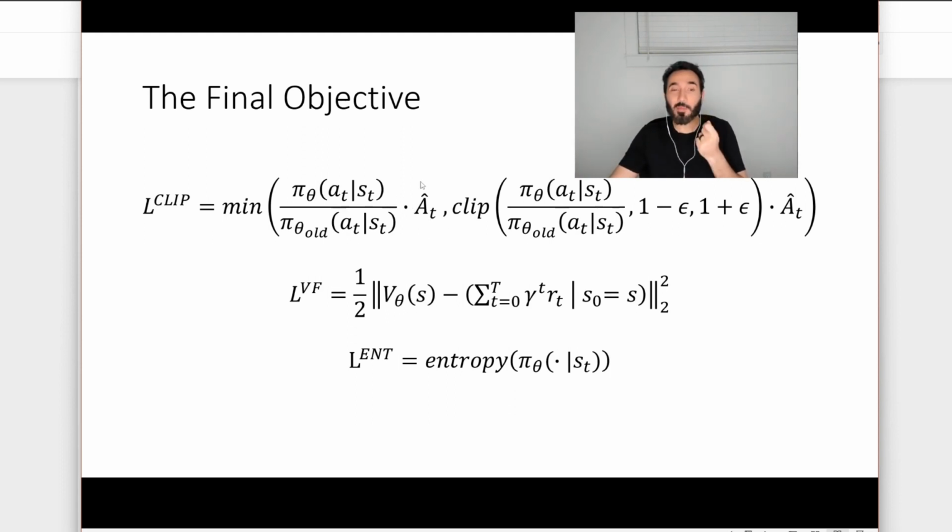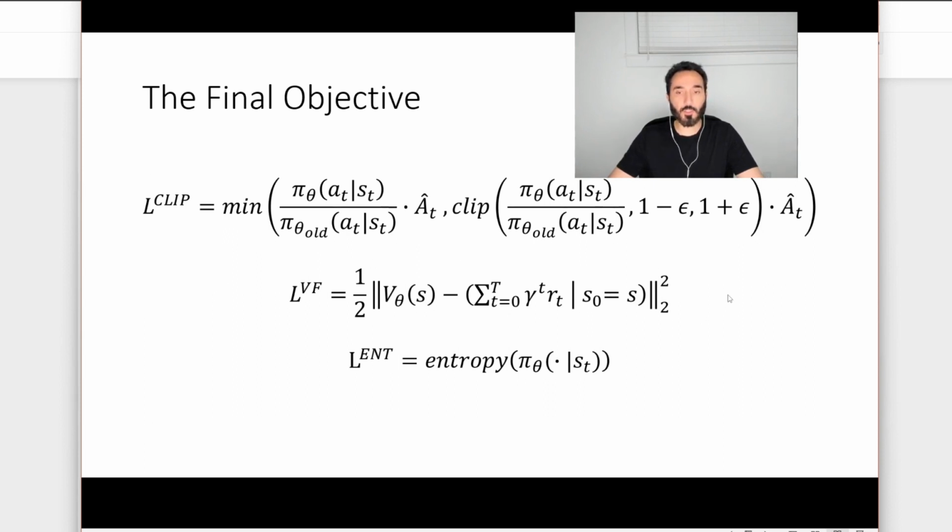Again, remember, this advantage is not the actual advantage, but it's an estimate, an approximation of the true advantage. So this estimation is valid within the trust region. So all of the terms that we have here just make sure that when we update the policy, we are within the trust region. So the calculation is valid and the policy improves. So that's the main loss here, the policy loss.